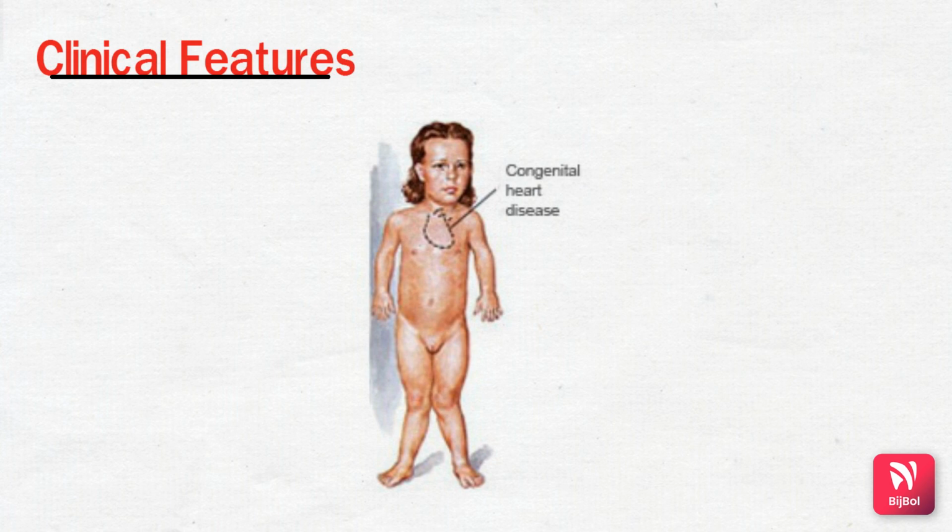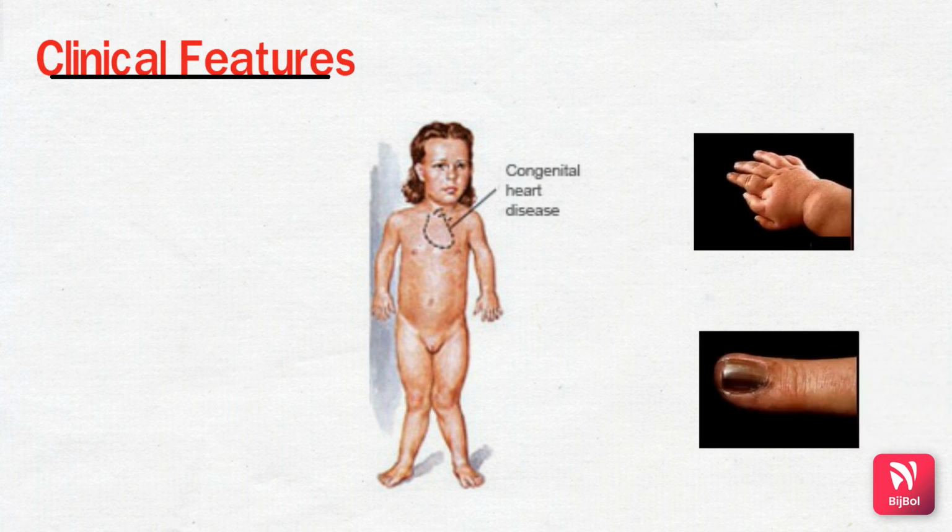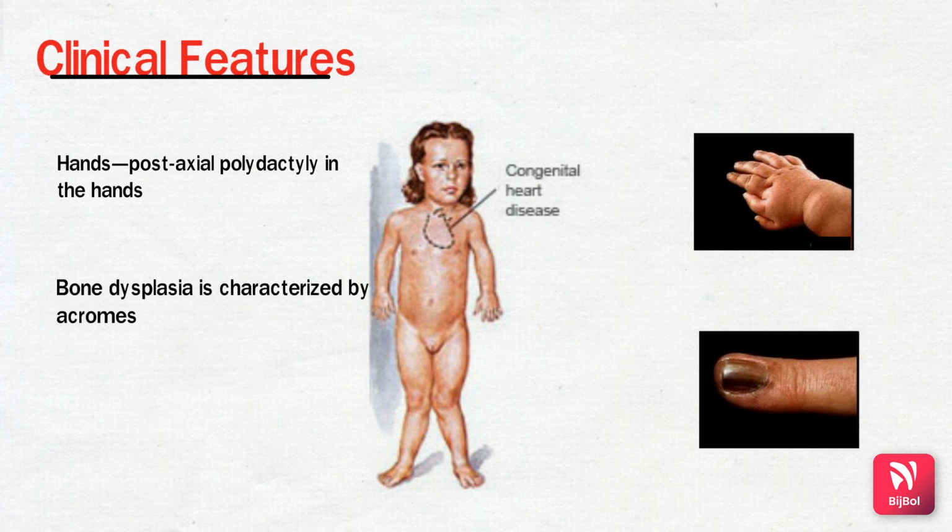Moving to the clinical features, the hands of these patients will show a post-axial polydactyly, that is, an extra finger lateral to the normal fifth finger is a consistent finding. Polydactyly in the feet is usually a rare finding though. Next, there is bone dysplasia characterized by acromesomelia, that is a relative shortening of the distal and the middle segments. It may interfere with the ability to make a tight fist as well.